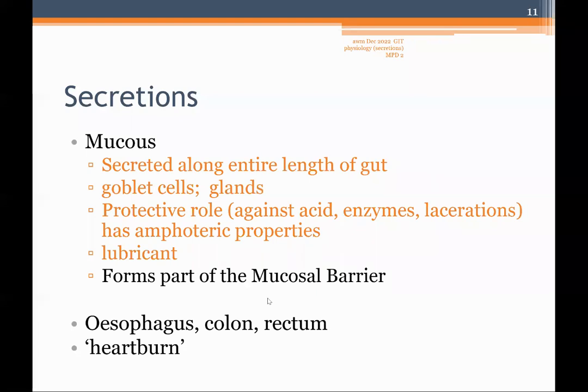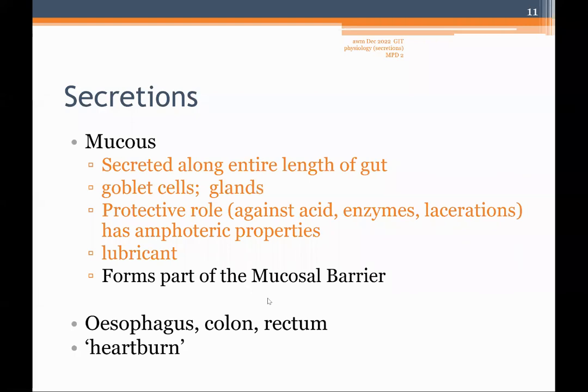Now, you have mucus secretions. Okay, now mucus is secreted along the entire length of the gut, starting from the mouth all the way to the anus. Saliva is actually a combination of both mucoid and serous salivas. And the mucus that is produced, as we said, comes from goblet cells or even from the glands like the ones we mentioned along the gut. The mucus has a protective role. What is it protecting against? It's protecting against acidity so that the epithelial cells are not damaged by the pH.